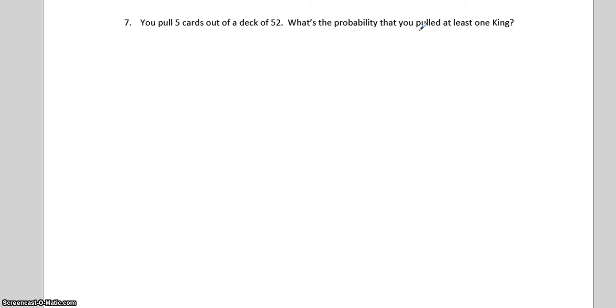So remember in class, one of the key phrases I told you to always be on the lookout for was "at least." Because often when you're looking at "at least," sometimes it's better to find the complement and then just subtract.